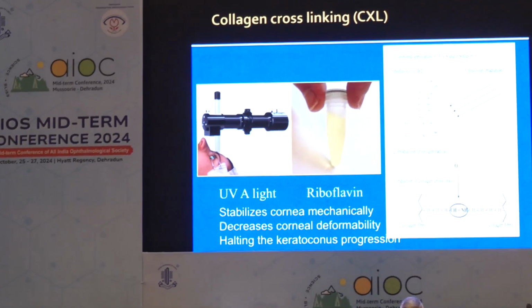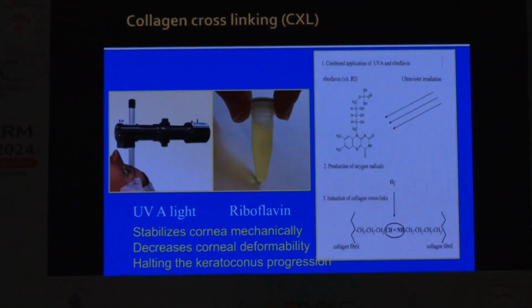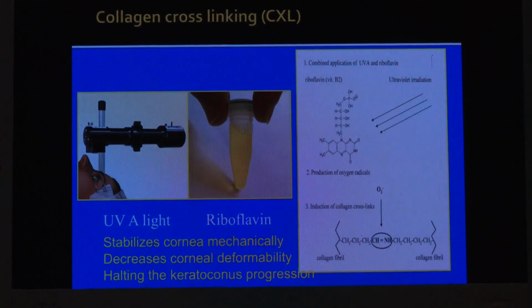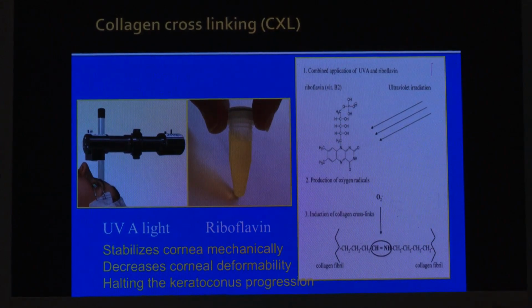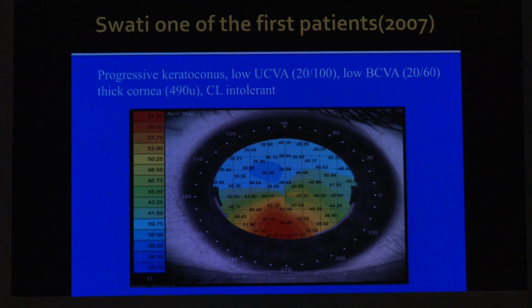Yes, thank you, sir. So basically, what I'm going to talk to you about is the CXL Plus concept, which is both the Athens and the Cretan protocol to do with cross-linking. We all know that cross-linking has proven itself over now a couple of decades with more than 1,000 published publications, in which we have seen that it is very, very successful to stabilize the cornea biomechanically, decrease the cornea's deformability, and also, of course, to halt keratoconus progression. Now, let's look at Swati, who was one of our first patients to undergo cross-linking.